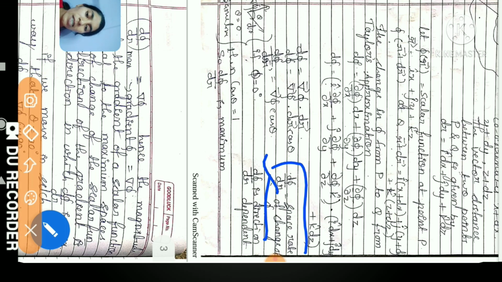So next, this dφ by dr is direction dependent. It means where the function is going maximum, that should be the direction of that value. So in space, the dφ by dr is maximum when theta is equal to 0 degree. Theta is equal to 0 degree, you can put. Then what about cos theta? Cos theta is equal to 1. Then you will get dφ by dr as the value del of φ.